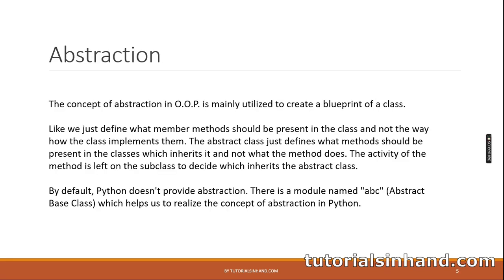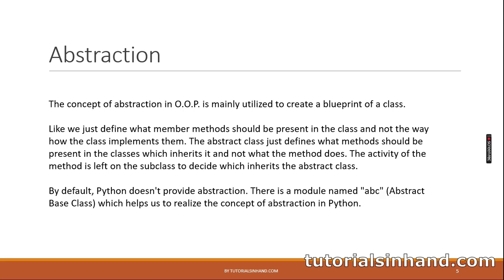The last pillar of object-oriented programming is abstraction. The concept of abstraction in object-oriented programming is mainly utilized to create a blueprint of a class. We just define what member methods should be present in the class and not the way the class implements them. The abstract class just defines what methods should be present in the classes which inherit it and not what the methods do. The activity of a method is left to the subclass which inherits the abstract class to decide.